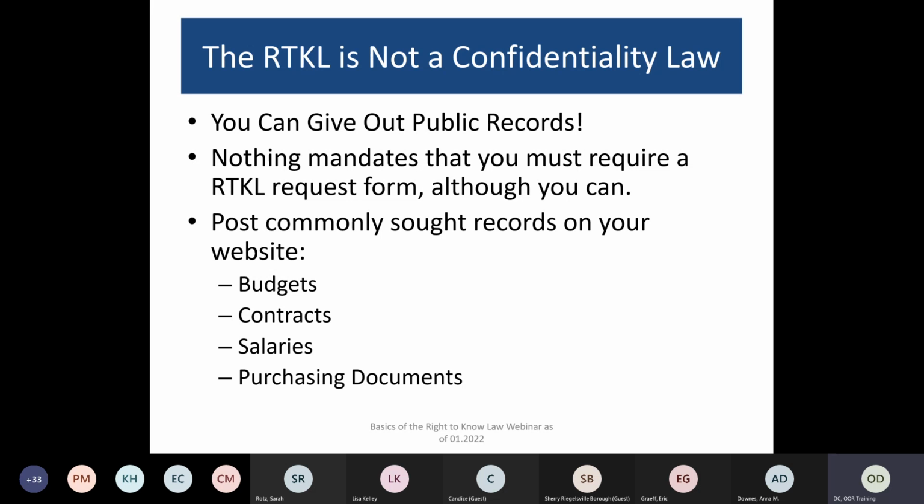So I'd suggest that you give serious thought to this. Take your most commonly requested records, put them on your website, and that really will save you a lot of time and effort in the long run.